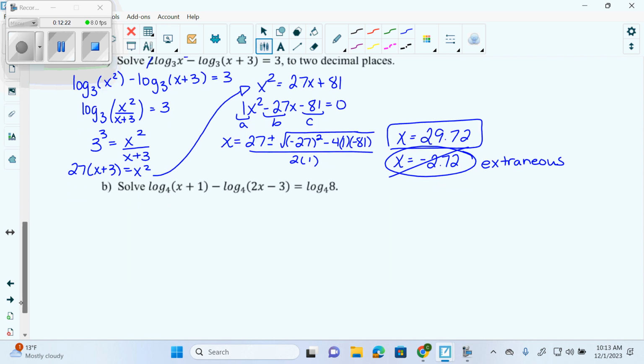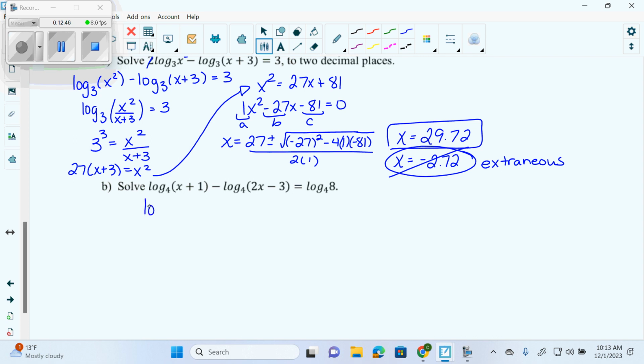Now this is the other method, which we're going to go back and do on a few of them. So we have log base 4 of x plus 1 minus log base 4 of 2x minus 3 equals log base 4 of 8. You see how I have some logs on one side, some logs on the other? I can just keep it that way. As long as they're all logs, I can keep it that way. I can move that log over if I wanted to.